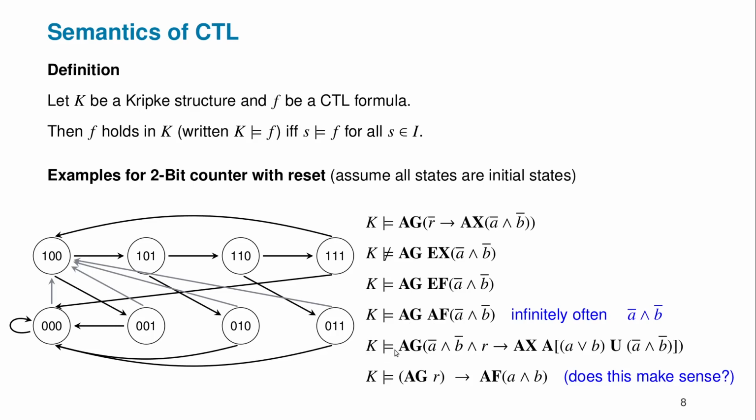Yeah, then here we have always globally, it has to hold if some precondition is true. This is very similar to the first property we have here. Then this postcondition is true. If this is false, then we do not have to check the right-hand side of the implication. So always globally, when we're in a state where not A and not B and R is true, so this is the state 1, 0, 0 here.